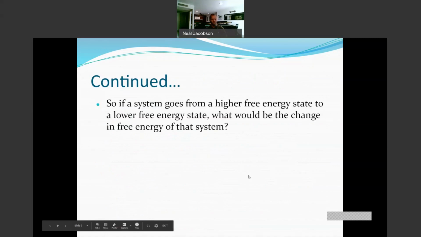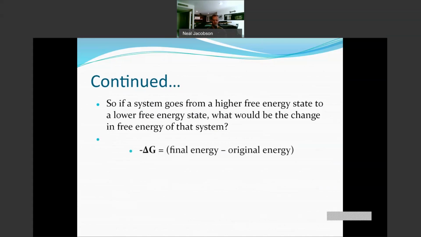Okay. So let's talk about how free energy changes in a closed system. We'll just pretend that we're talking about a closed system for now. So if it goes, over time and spontaneously, from a higher energy state to a lower energy state, what would be the change in free energy of that system? We started with more, we ended up with less. Would we say that was a negative change or a positive change?